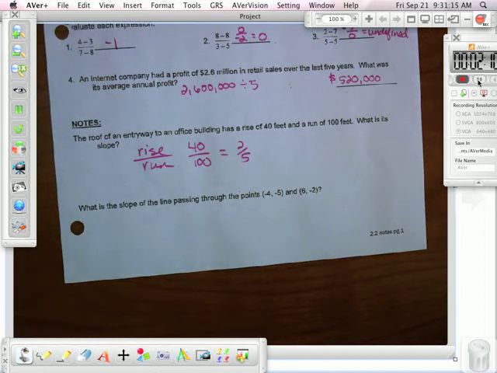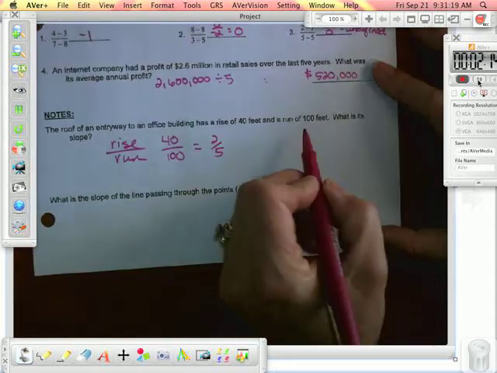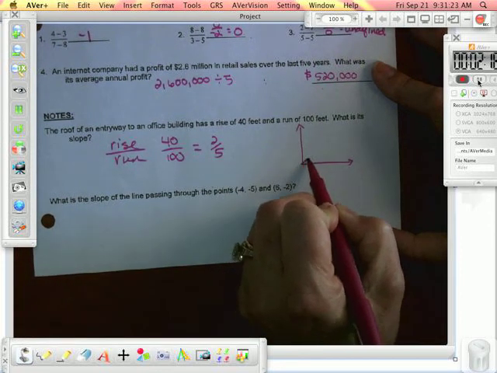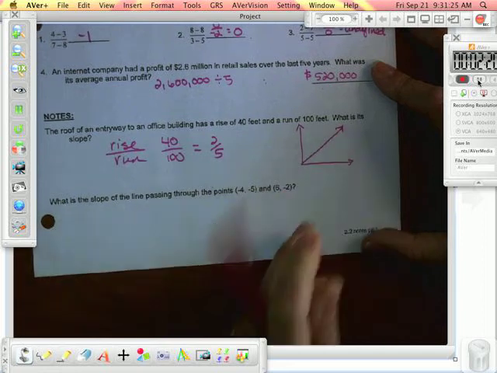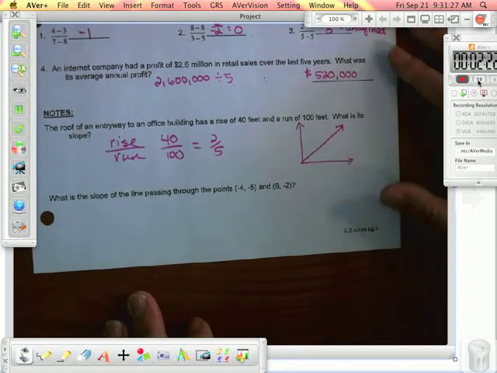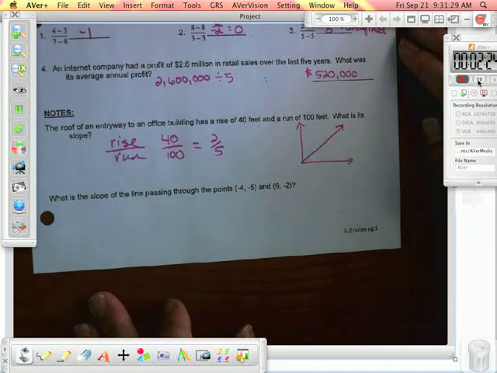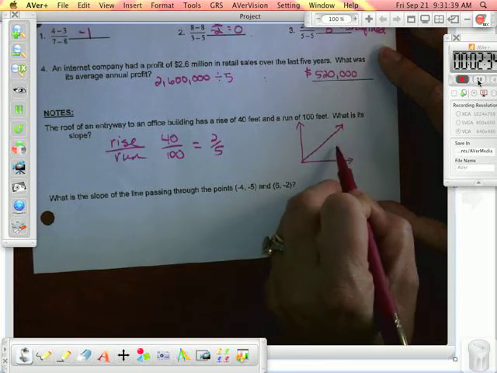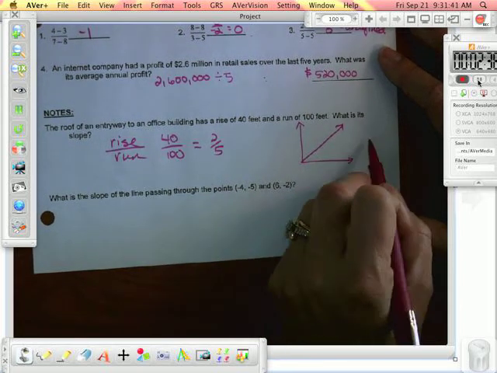Is that a very steep slope, you guys? No. If you can visualize, a slope of 1 is about right like this. So 2/5 is not quite 1, so it's going to be not quite that steep, is it? Not quite. So this is a slope of 1 right here. So 2/5 is going to be not very steep at all. Make sense?